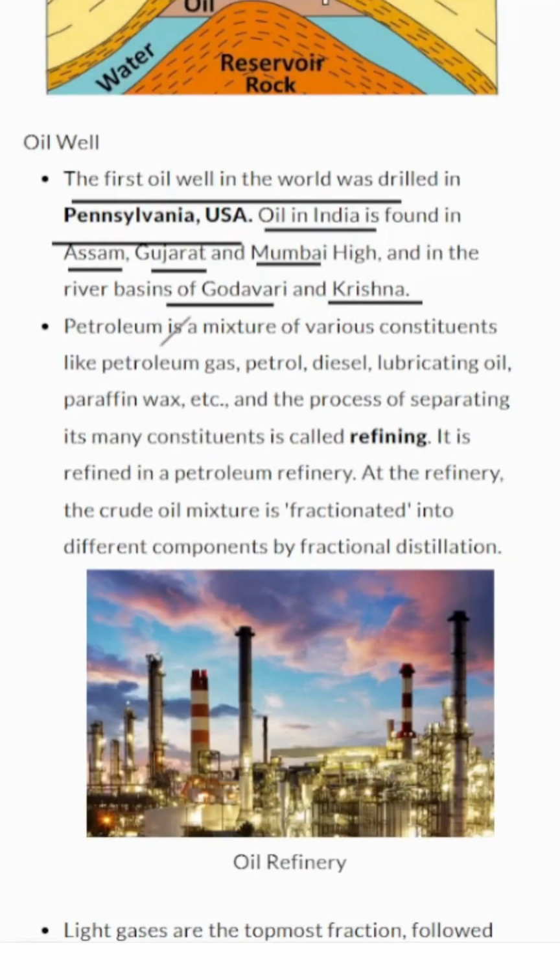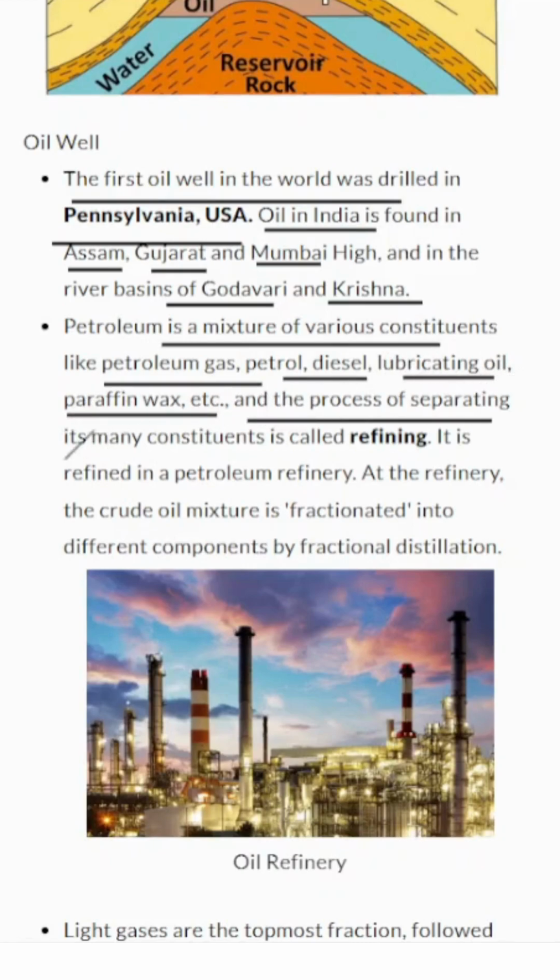Petroleum is a complex mixture of various constituents, including petroleum gas, petrol, diesel, lubricating oil, paraffin wax, and more. The process of separating these components is known as refining, and it takes place in a petroleum refinery.